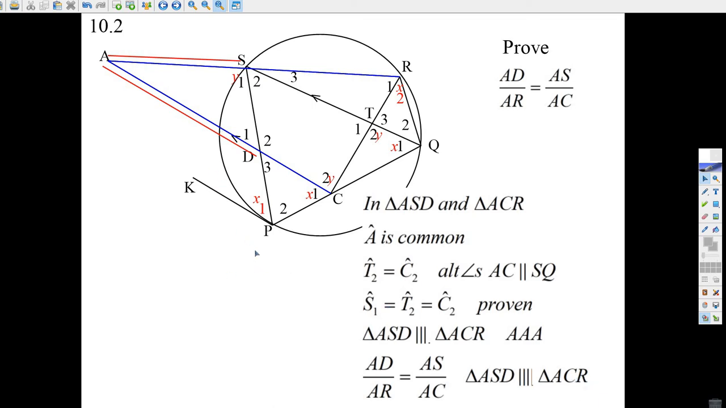The next question is a little bit harder. I think it hurt my head for a little bit, but I figured it out. Okay.